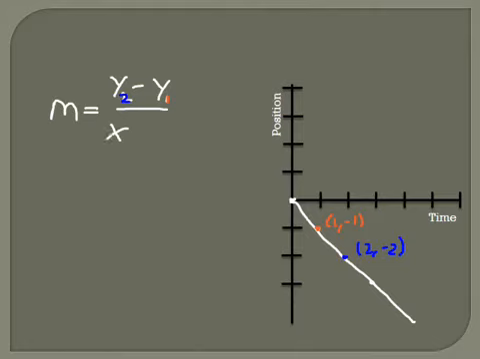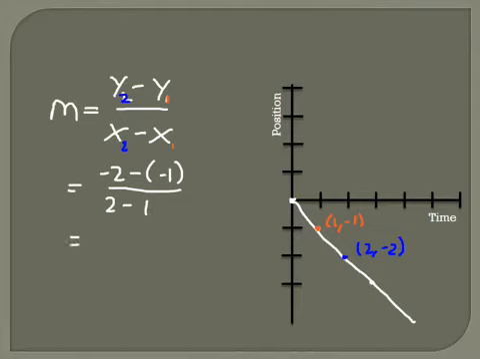So again, the slope is given by the y value of the second point minus the y value of the first point, divided by the x value of the second point minus the x value of the first point. So it turns out that the y value of my second point was -2, minus the y value of my first point, which was -1, divided by the x value of the second point, which was 2, minus the x value of the first point, which was 1.